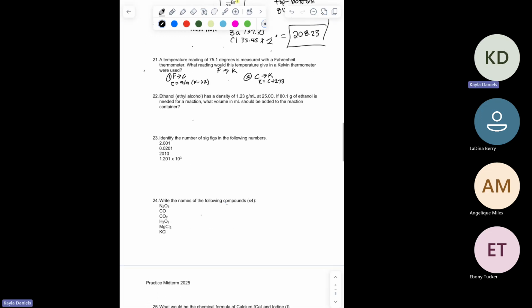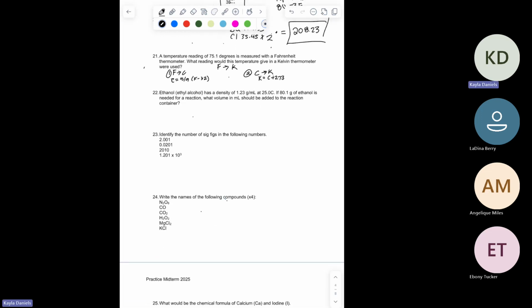All right, 21. This brings us back to our temperatures. We've already used temperatures in that other problem, the ideal gas law problem, but here we're just straight up converting temperatures. So they say that a temperature reading of 75.1 degrees is measured with a Fahrenheit thermometer. What would this reading be in Kelvin? So we need to do 2 steps here because we don't have a formula that goes from Fahrenheit to Kelvin.